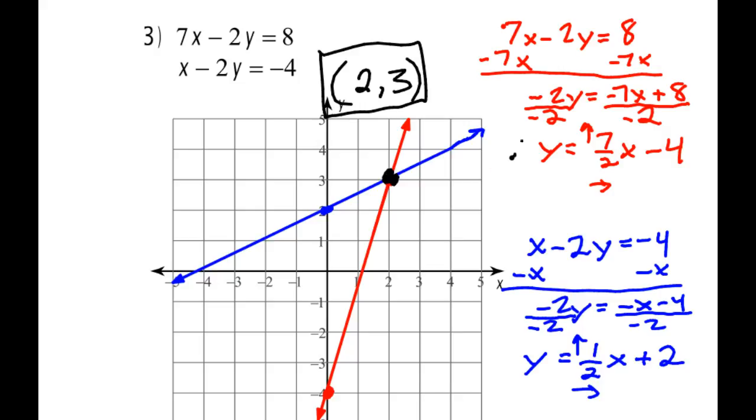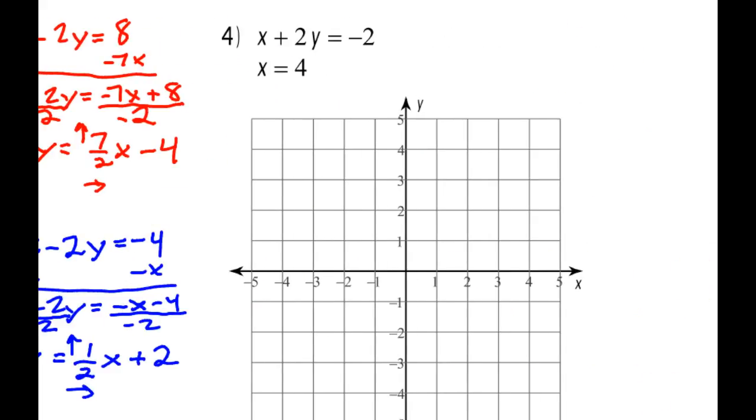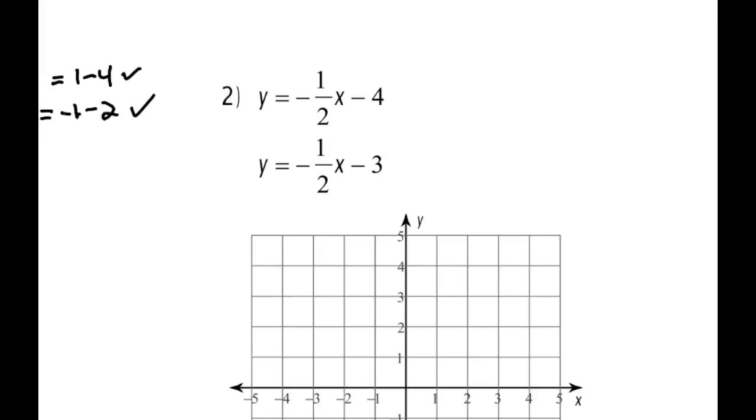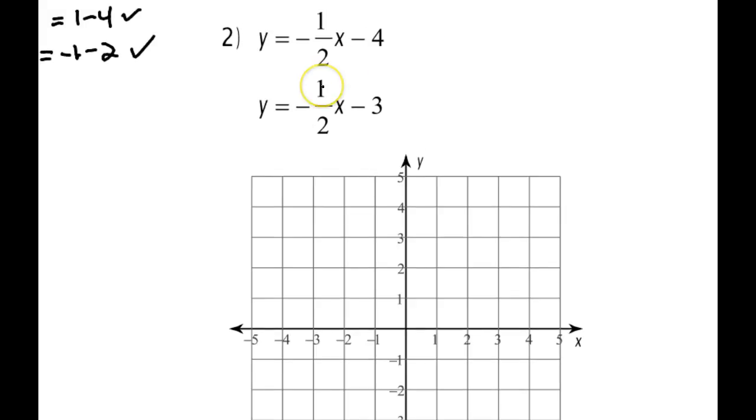For number 2, somebody mentioned that these lines... Look at number 2. What do you notice about the lines? They're parallel. So the answer is where they intersect. Do these intersect? No solution. So you notice how we really didn't even need to graph it.